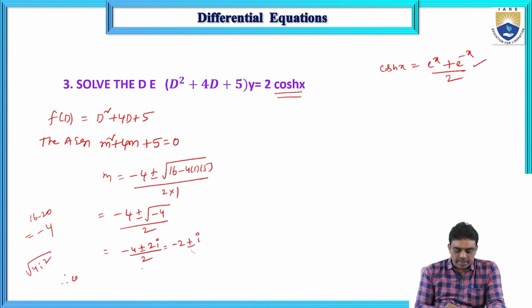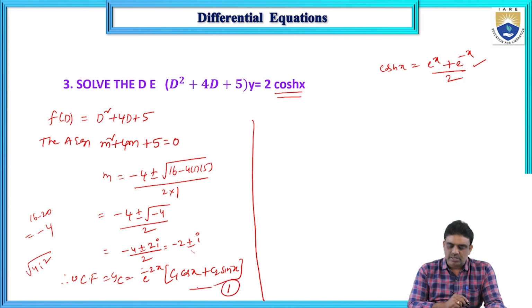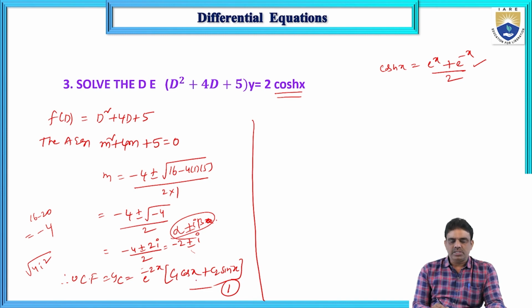So therefore what is the complementary function? The complementary function yc is equal to e power minus 2x into (c1 cos x plus c2 sin x). This is the first part of the solution. Call it equation number 1. Here alpha is equal to minus 2 and beta is 1, in the form alpha plus or minus i beta. So e power alpha x into (c1 cos beta x plus c2 sin beta x), with beta equal to 1. So c1 cos x plus c2 sin x. This is the complementary function of the given problem.